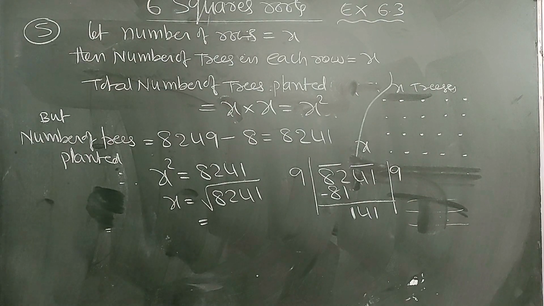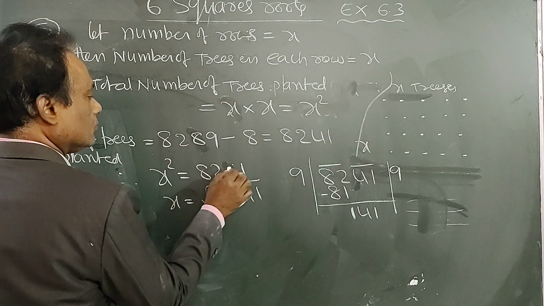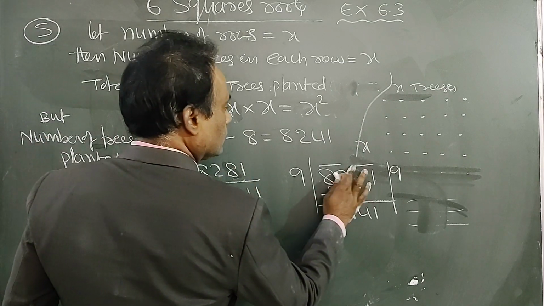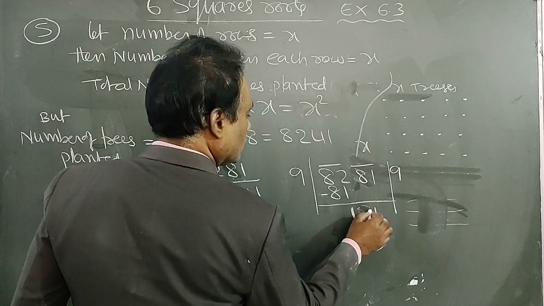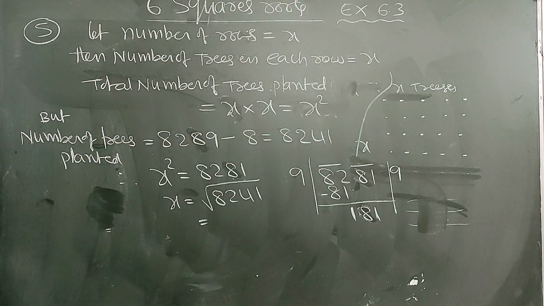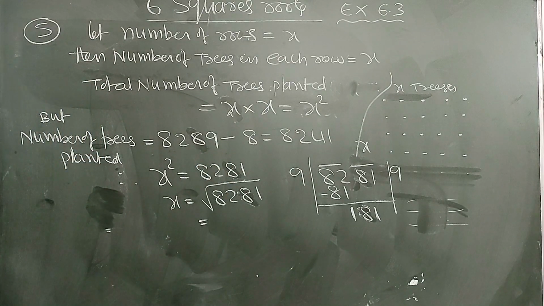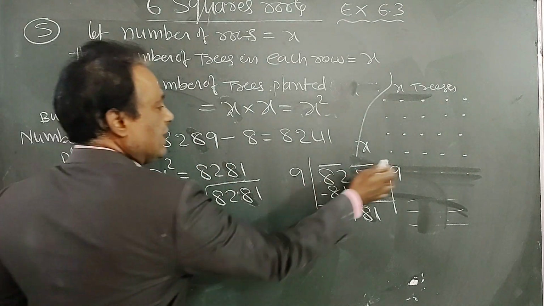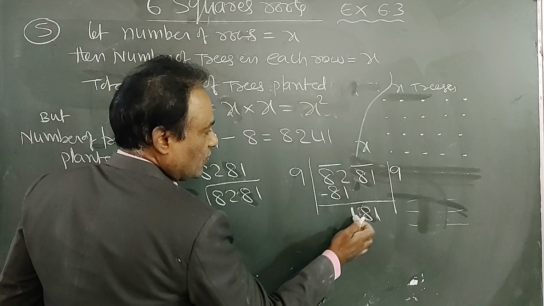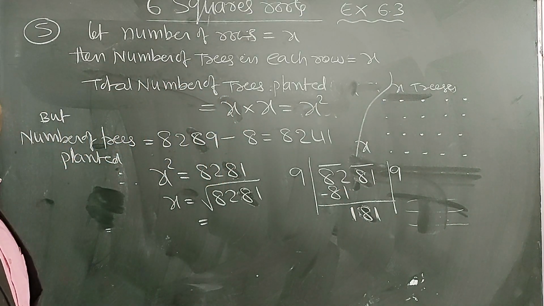Sorry, it is 8289. In the textbook it is 8289. Okay. 9 nines are 81. 2 minus 1 is 1. We have taken the next pair, 89, so the next pair gives 189.